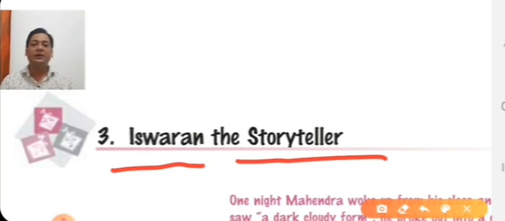And whom is he working under? He is working under Mahindra. Mahindra is a young boy who is a junior supervisor in a firm, and his work is the inspection of each and every site, checking that all things are going in the right way. So Mahindra is a young boy and he has Iswaran as a servant.